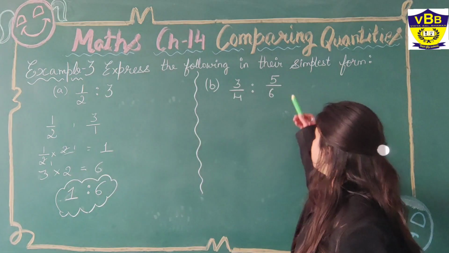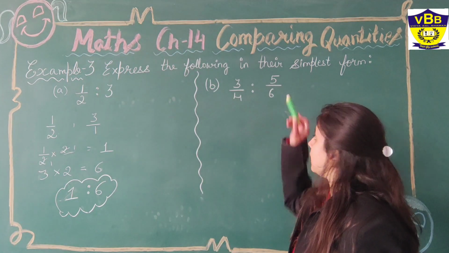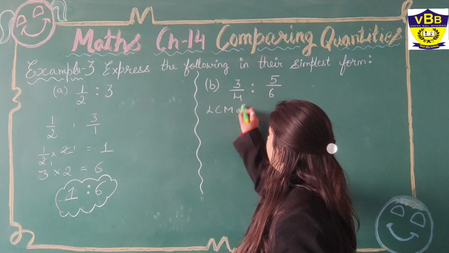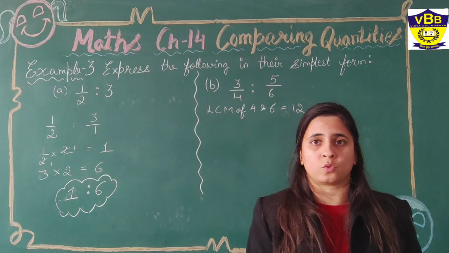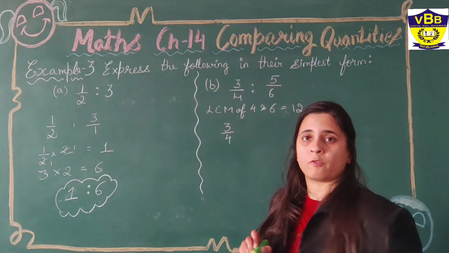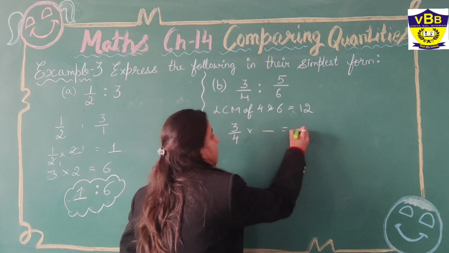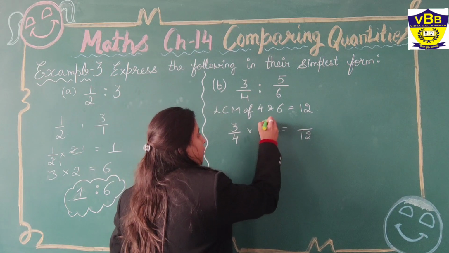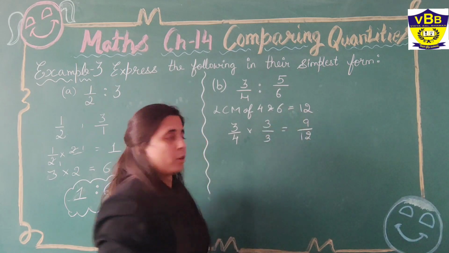Let's see the B part as well. It is saying 3 by 4 is to 5 by 6. The two are again given in fractions. So find the LCM of the denominators. That means 4 and 6. It becomes 12. Now, to write 3 by 4 in the form of 12, what do we need to multiply 4 by? It will be multiplied by 3 to make it 12. So if we are multiplying the denominator, we need to multiply the numerator as well. It will become 3 into 3, 9 upon 12.